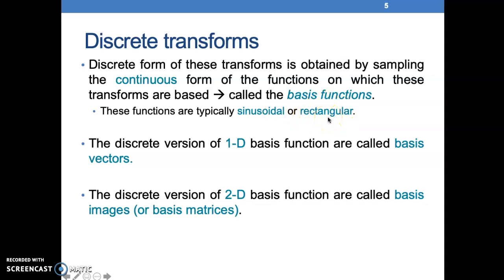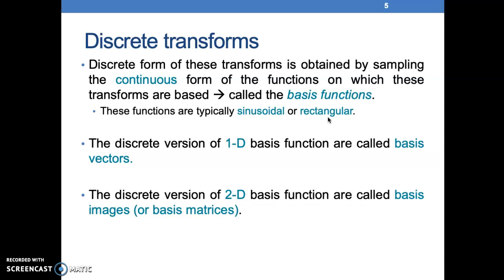Rectangular means your coefficients only involve 1 and 0, only two different coefficients. But sine will have its own formula. The graph will be the same.